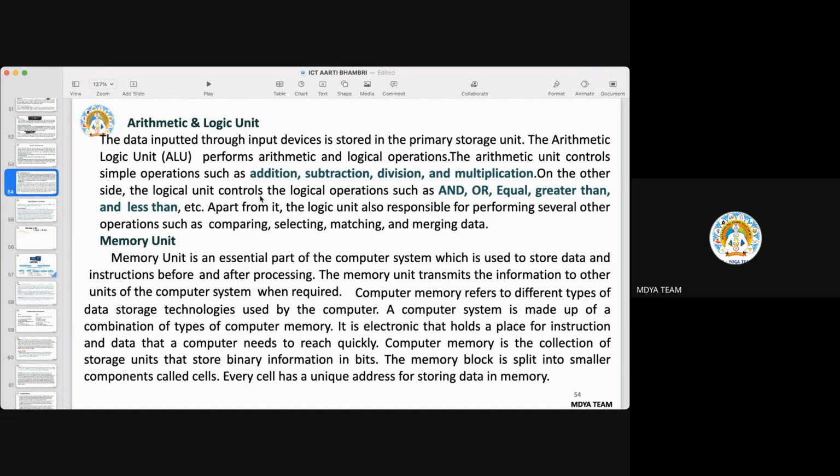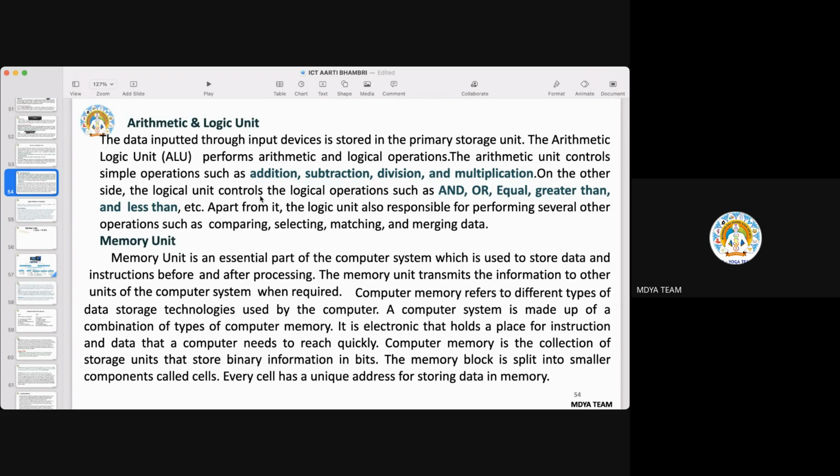And apart from this, it also compares the different quantities. It selects the most appropriate quantity. It matches the different quantities, and it also merges the data or the quantities wherever it is desired. So this is the function of the ALU.